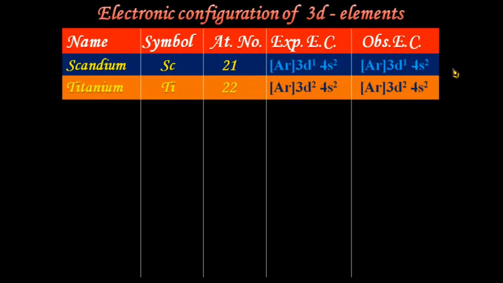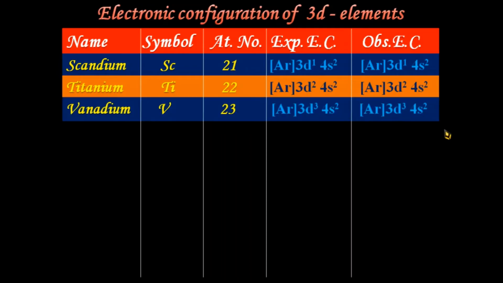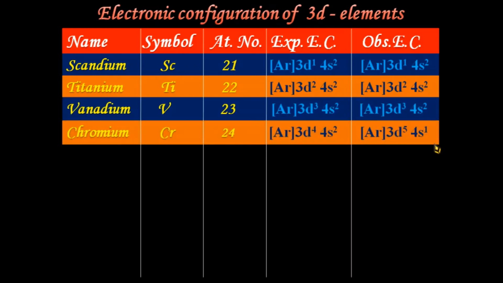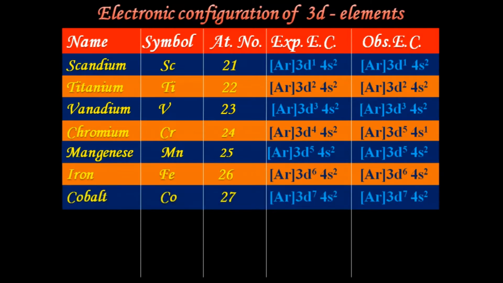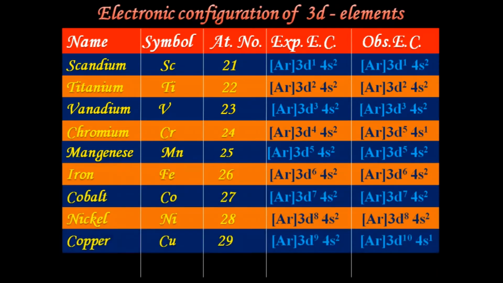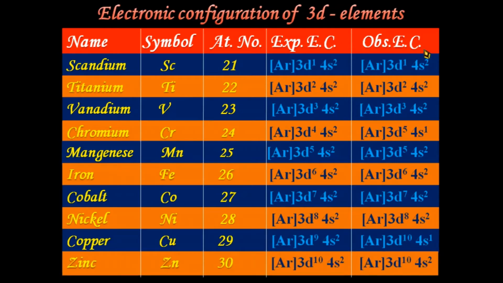So titanium 3d2, vanadium 3d3, chromium 3d4. This is the expected electronic configuration. One by one they enter the d orbital: 3d5, 3d6, 3d7, 3d8, 3d9 and 3d10. But when we discuss the observed electronic configuration, it is observed that the expected electronic configuration and the observed electronic configuration of chromium and copper are not similar.